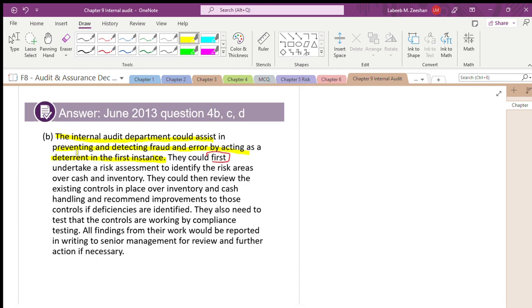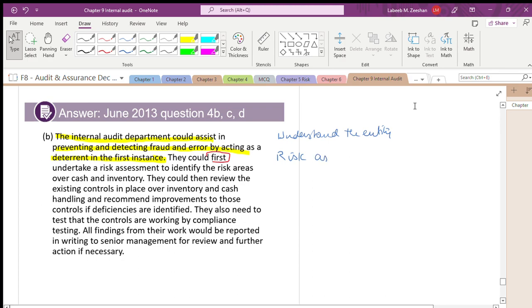No. First and foremost, what do they have to do? First, they have to understand. First, they have to plan. Then they have to understand the entity. Then they have to think about what? Risk assessment. They want to take the risk assessment.